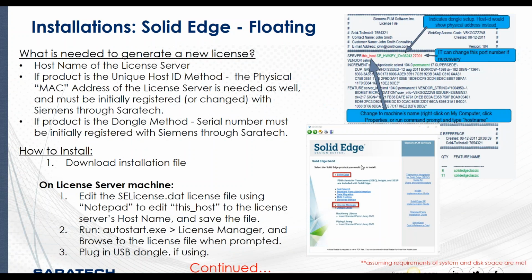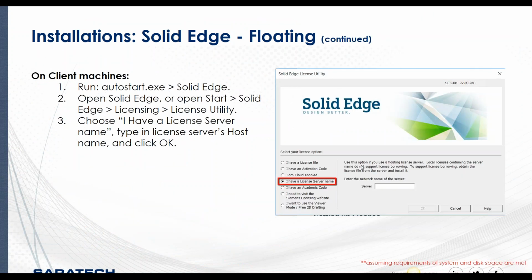So this one, where you're going to run Solid Edge. And then you're going to open up Solid Edge, go to Start, Solid Edge License, and then License Utility. Kind of just like how if you were trying to find the SEC ID, it's right here in the upper right-hand corner. But instead of saying I have a license file, what you're going to say is that I have the license server name. And it's just as simple as writing down the name of your license servers. So that's pretty much it for Solid Edge.